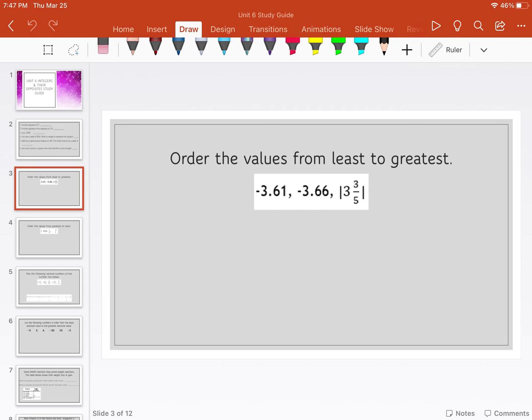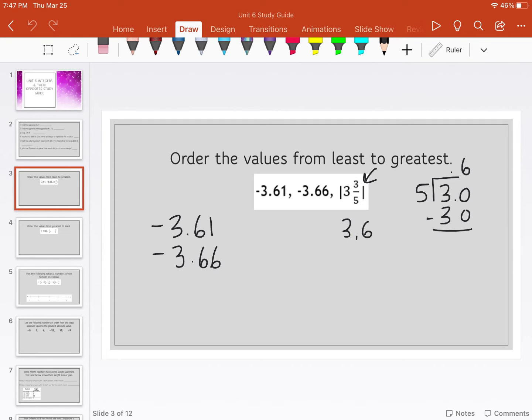All right, here we're ordering these from least to greatest. So the first 2 numbers, there's nothing that we need to change about them. We are just going to look at them as they are. The last one, though, we do need to convert into a decimal, so this is going to be 3 point something. So we should divide 5 into 3. 5 can't go into 3, but it can go into 36 times. So we get 3.6 is really what that is, and then those absolute value bars. So we're taking the absolute value of 3.6, which is just 3.6.